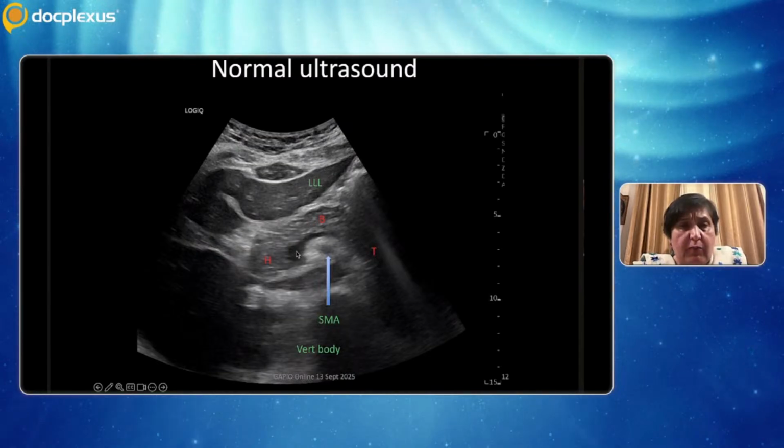That's the portal vein, splenic vein, the superior mesenteric artery. Posteriorly, you have the vertebral body. And this is the left lobe of liver, which you're seeing anterior to the pancreas.